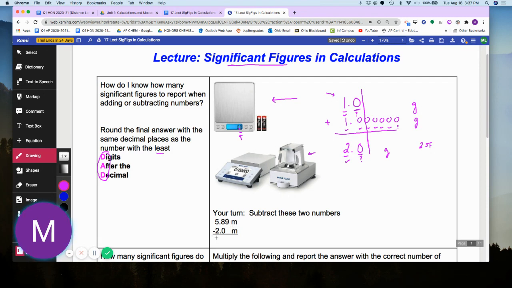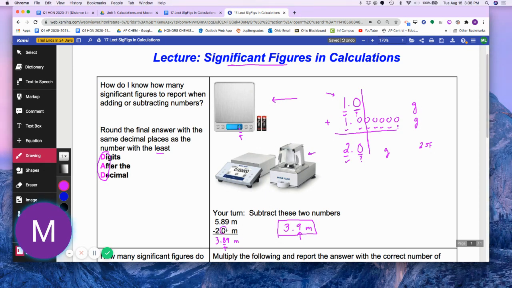When I subtract these numbers, I can get 3.89 meters. But the rule says that I have to use the number with the least significant digits. Since this one only has 1, I can only report 1 digit after the decimal, which is the least. So my answer, I have to round that 8. And because this is a 9, I have to round up. So 5 and up, you round up. 4 and below, you round down. So my answer will be 3.9 meters. I only have 1 digit after the decimal because this number only has 1 digit after the decimal.